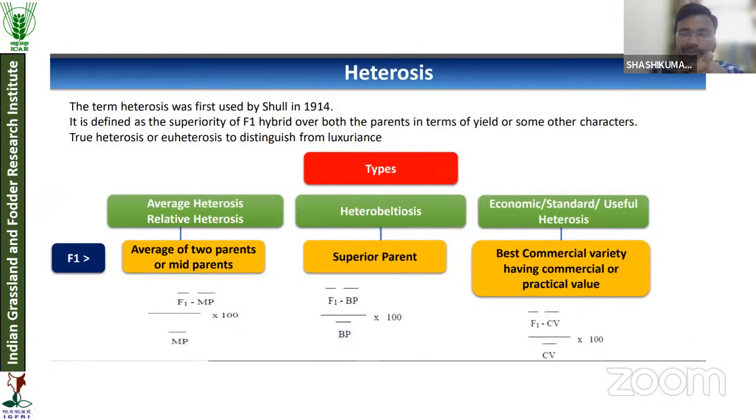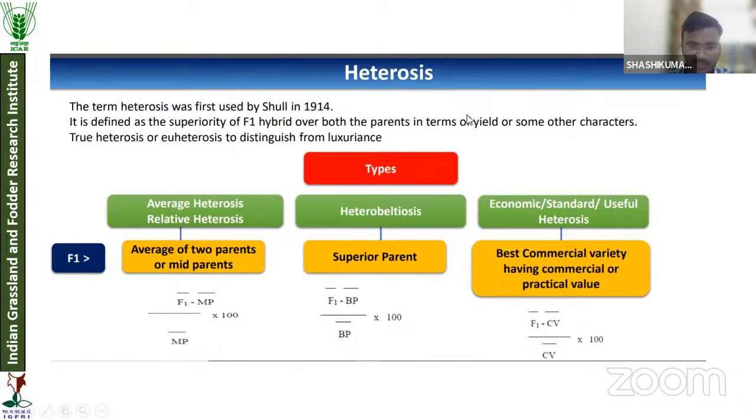When you cross two parents, the F1 will be superior over the parental lines or the check varieties. That is called heterosis, defined as the superiority of the F1 hybrid over both the parents in terms of yield or some other characters. Heterosis is one of the concepts highly used in plant breeding, earning crores of rupees for companies, and yet it is still not completely known why heterosis occurs. Its molecular basis is not completely known. We have theories, but much of the information regarding heterosis is still not known. But it is highly exploited in breeding, and it contributes much to the world economy.